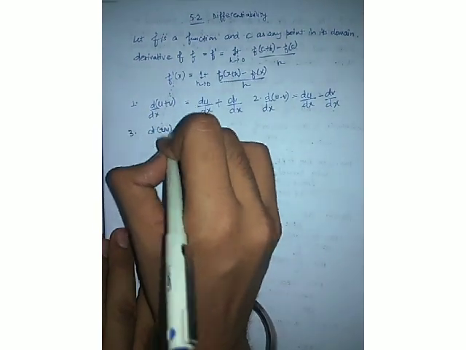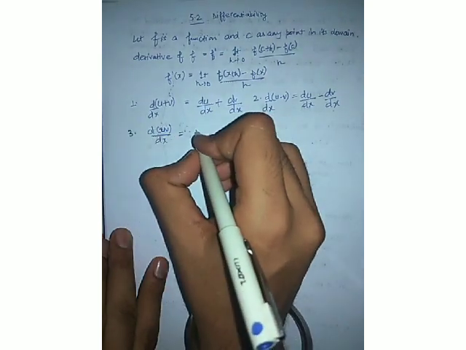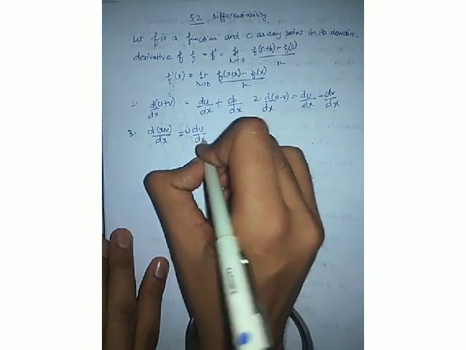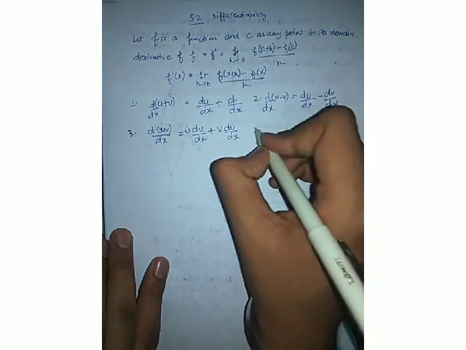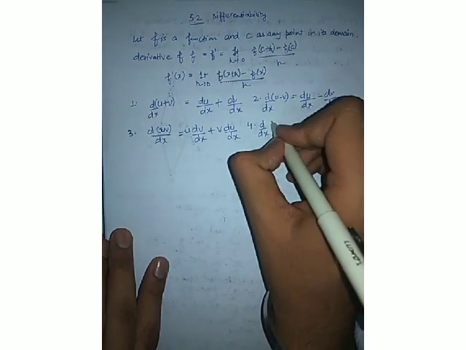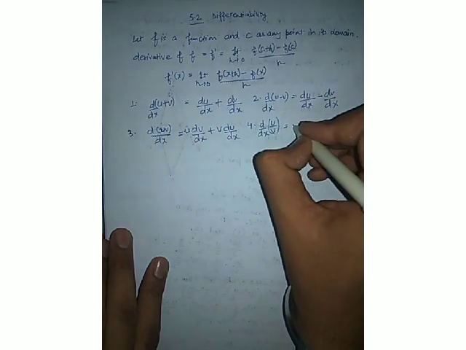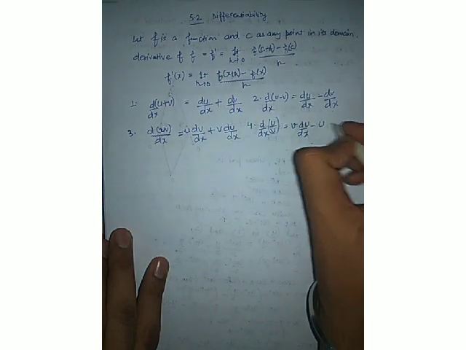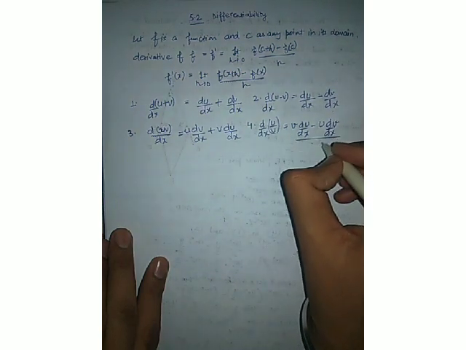When two functions of x are getting multiplied, then the derivative of the product will be u times the differentiation of v with respect to x plus v times the differentiation of u with respect to x. Clear? And let's recall the division rule as well. d upon dx of u upon v will be equal to v times the differentiation of u with respect to x minus u times the differentiation of v with respect to x, upon v square.